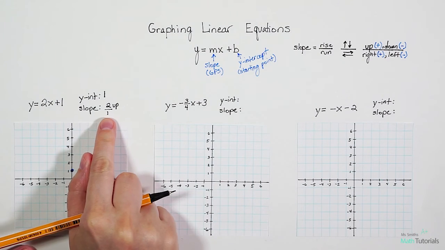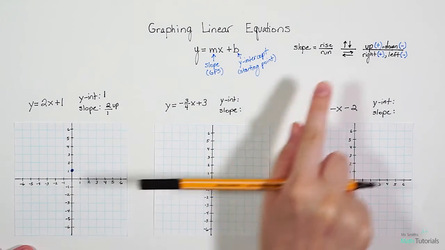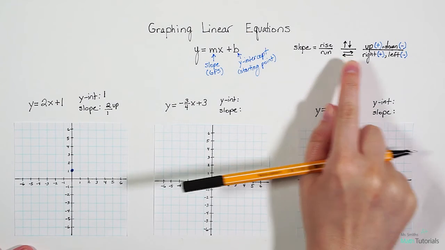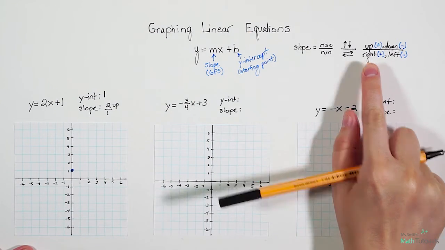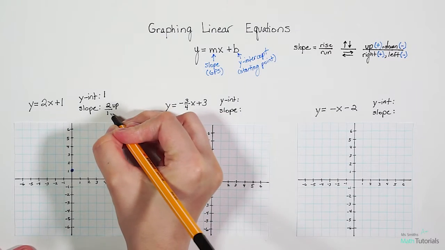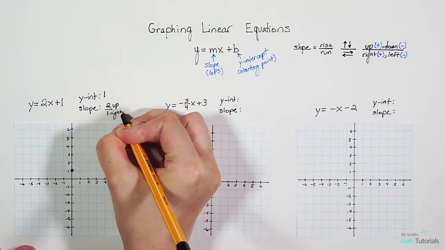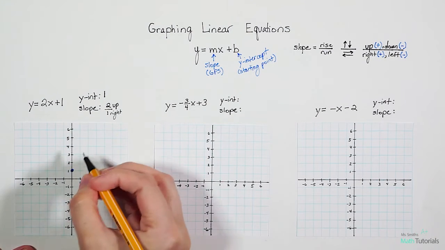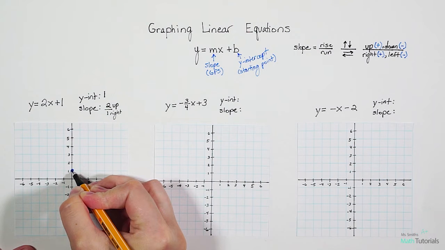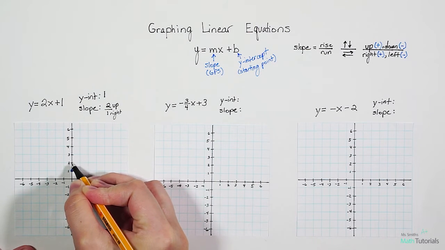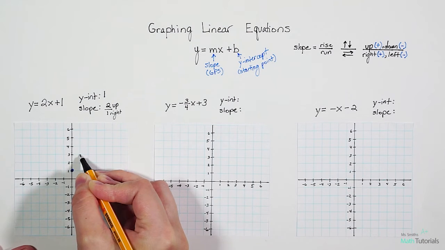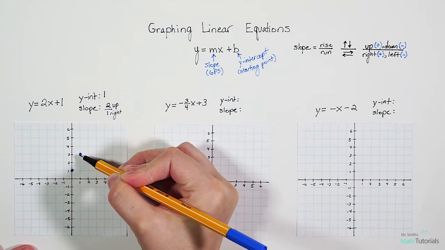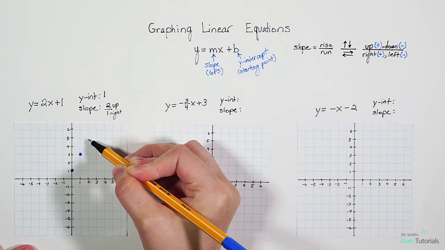The denominator of +1, remember, our denominator is our run, our right and left. And if it's a positive number, it's right. So that means we're moving 1 unit to the right. So we can move from there using our GPS. So from this starting point, we're going to move 2 units up, 1, 2, 1 to the right. So from this point, we can move again, 2 up, 1 right.